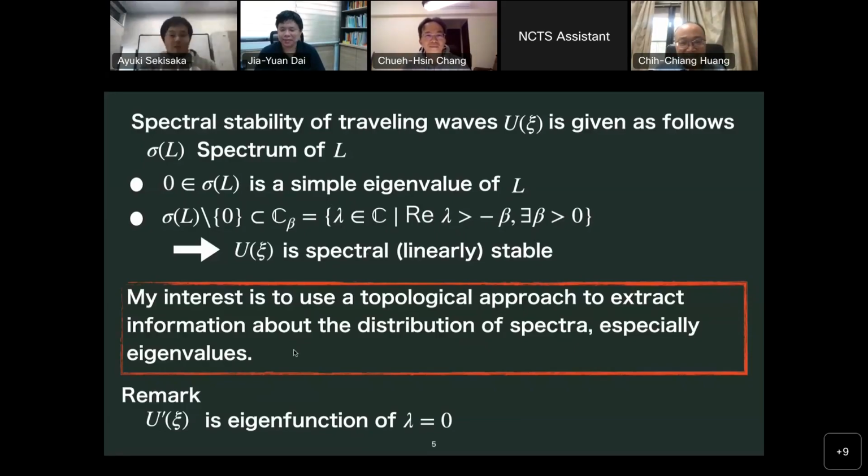My interest is to use a topological approach to extract information about the distribution of spectra, in particular the distribution of eigenvalues, whether they exist or do not exist in the right half plane or left half plane.